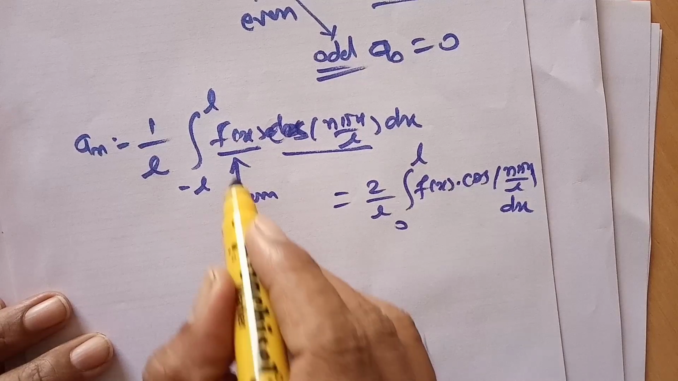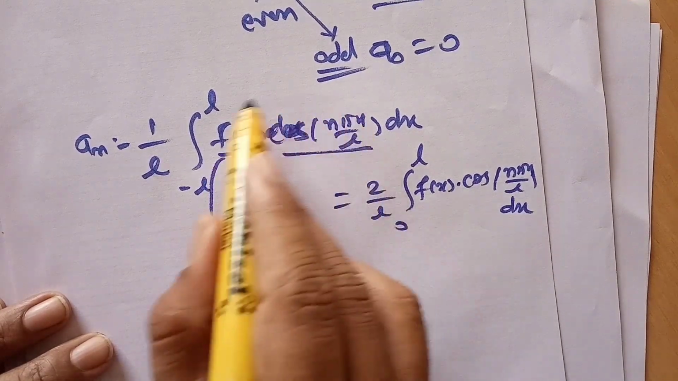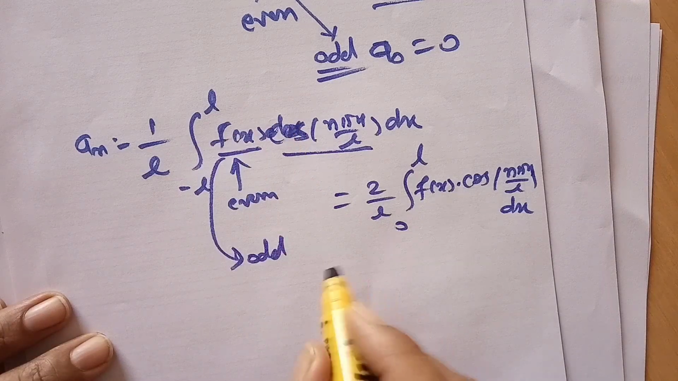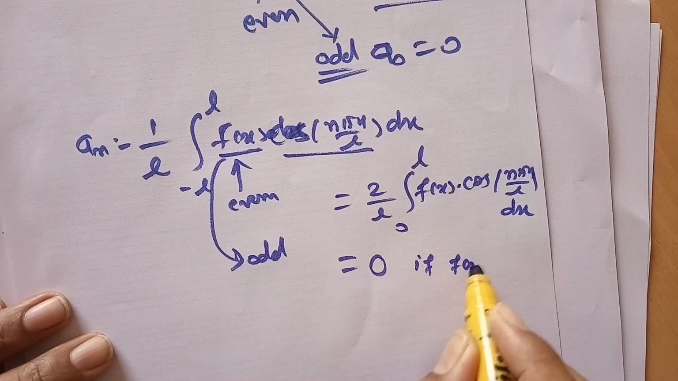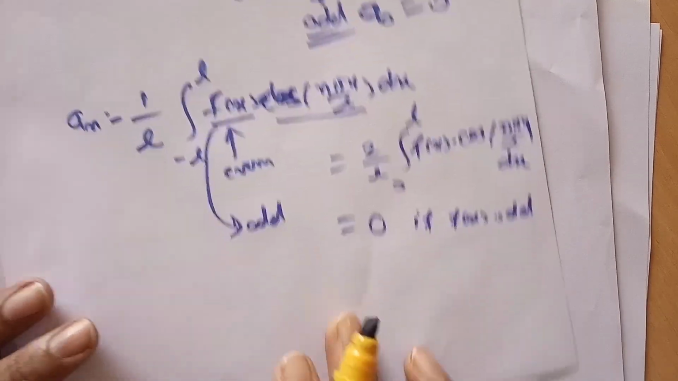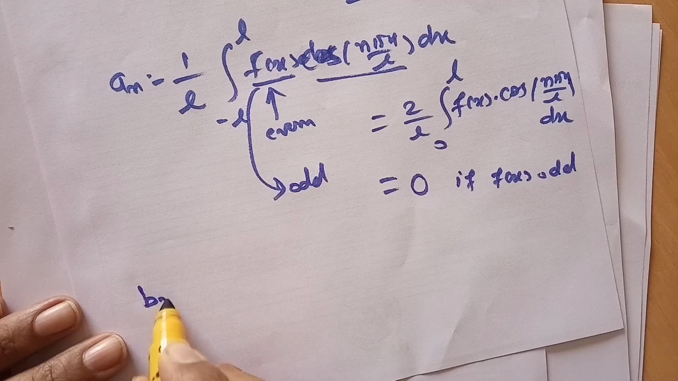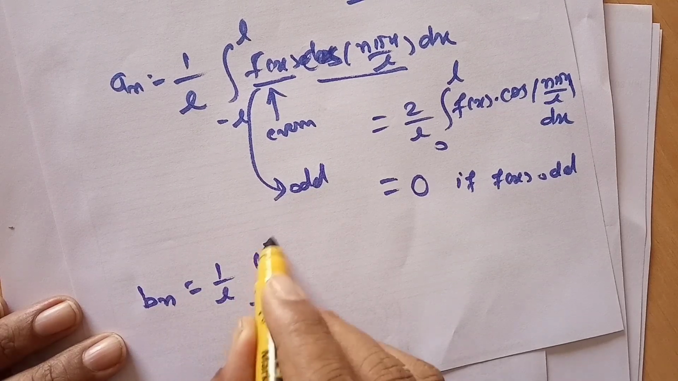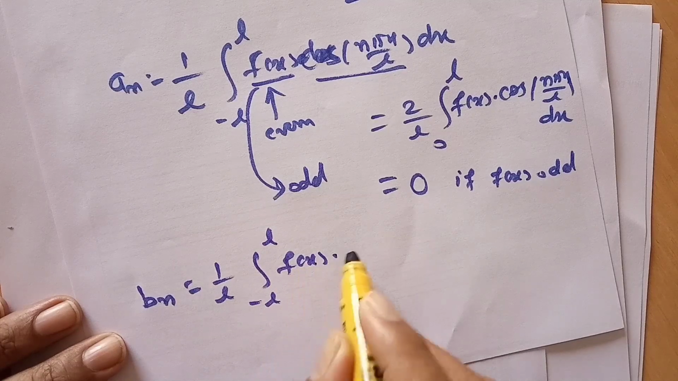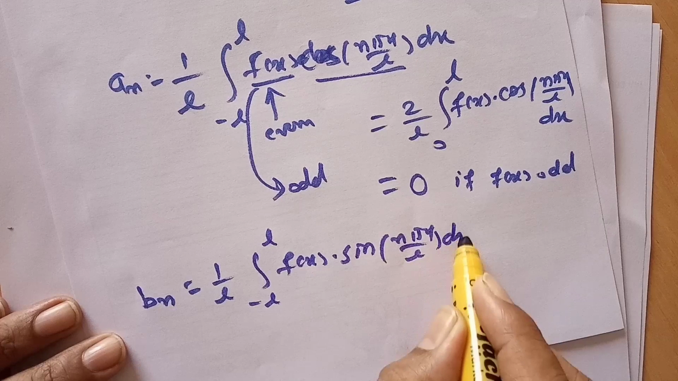Again, if we say that f of x is odd, then this total function becomes odd, and we directly get this equal to 0 if f of x is odd. That means if f of x is odd, we get our formula in this way. And bn equals 1 divided by L, integration minus L to L of f of x into sine of n pi x divided by L dx.